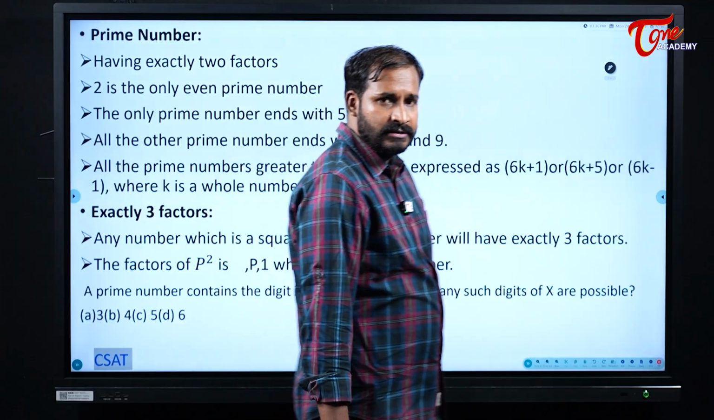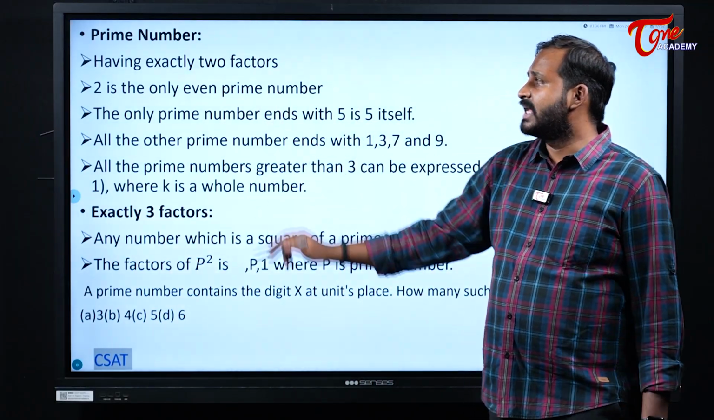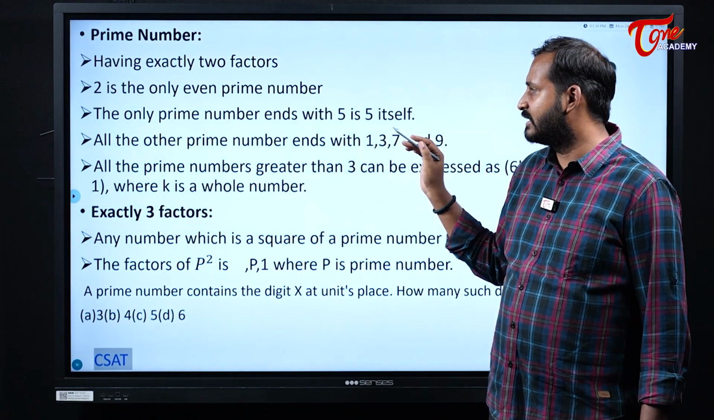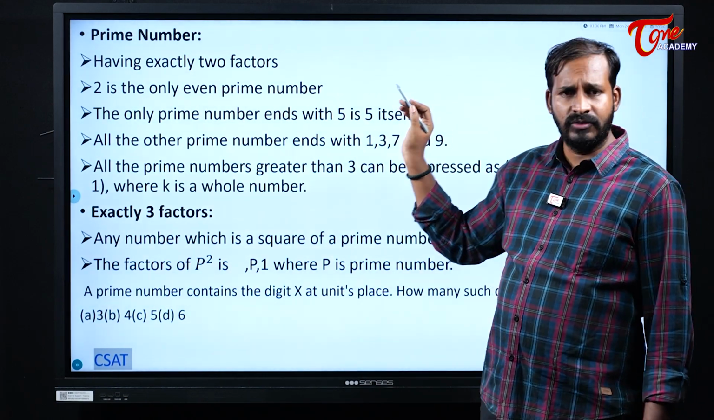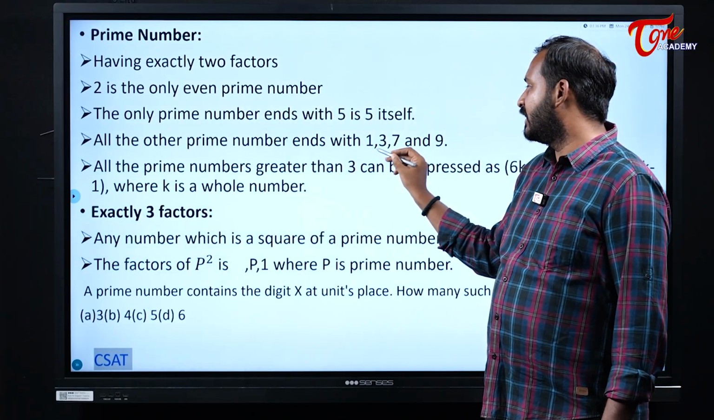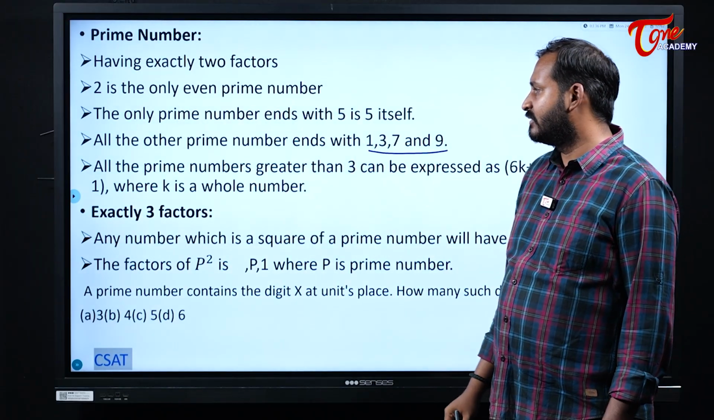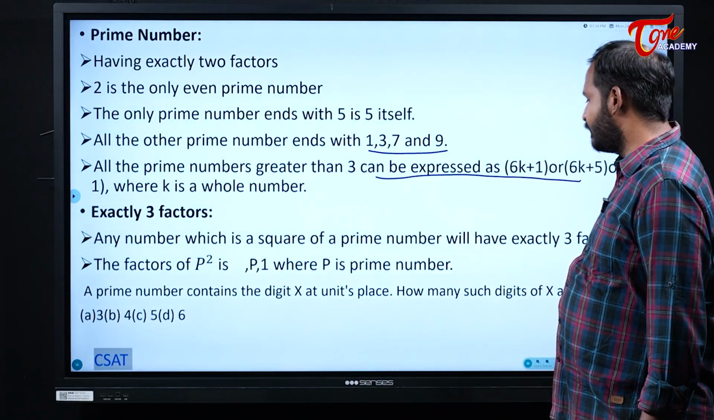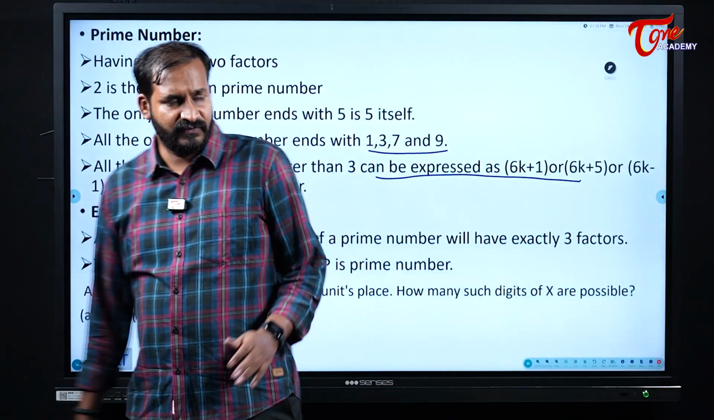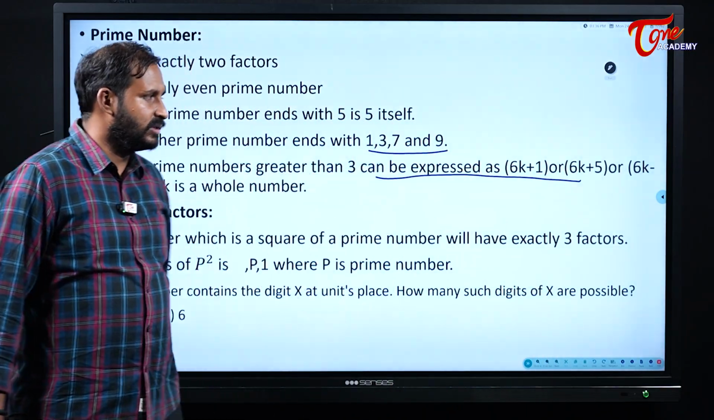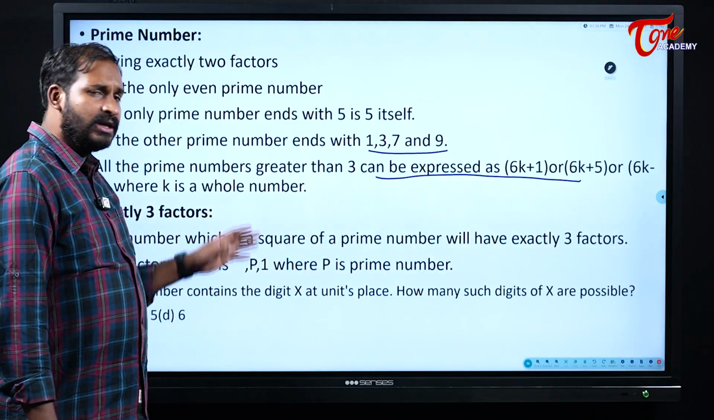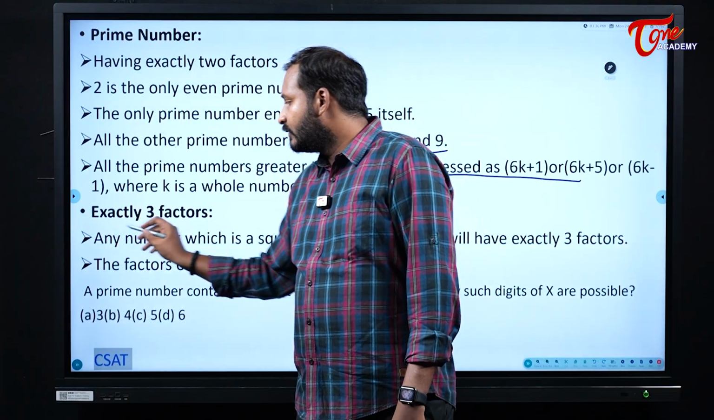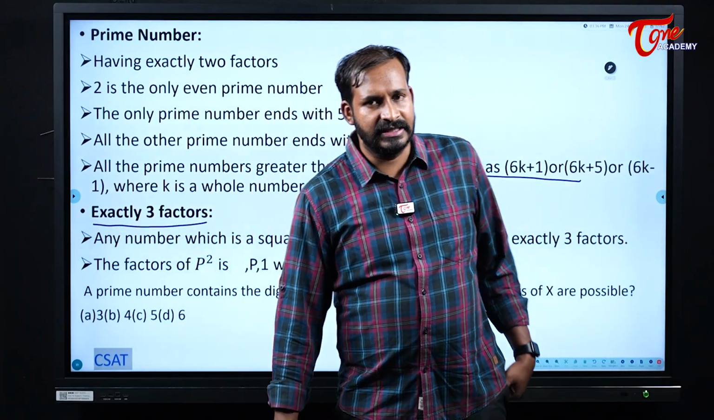Now, the same thing, prime numbers have exactly two factors. 2 is the only even prime number. The only prime number ending with 5 is 5 itself. All the other prime numbers end with 1, 3, 7 and 9. All the prime numbers greater than 3 can be expressed in terms of 6k plus or minus 1. All these things we have already discussed, students. But now please see here how prime numbers have exactly two factors.